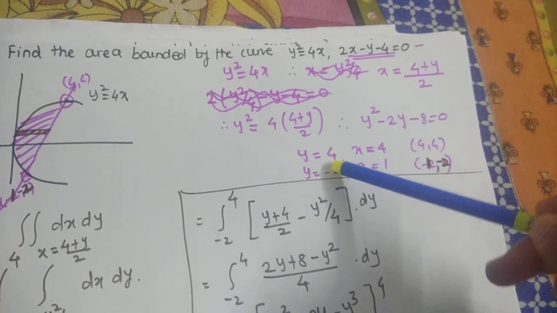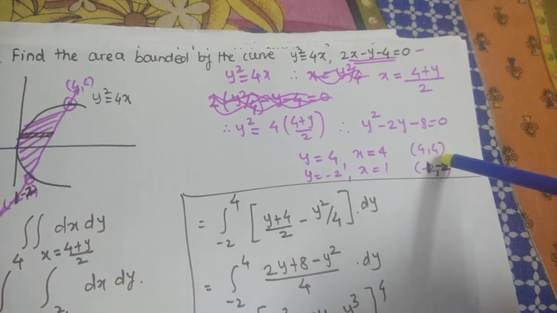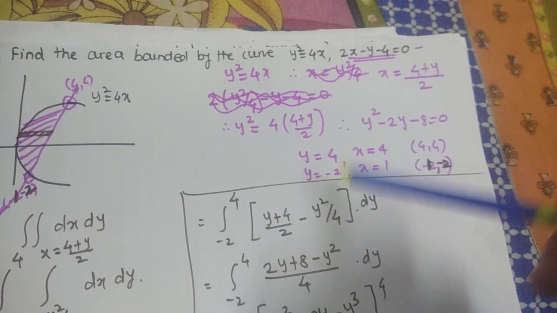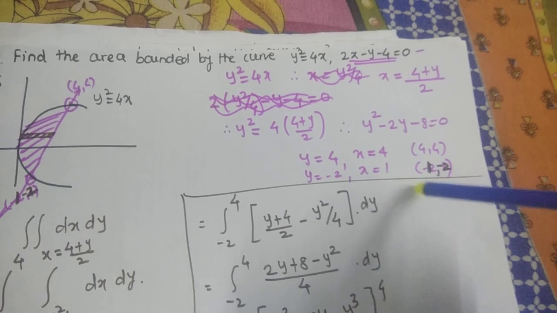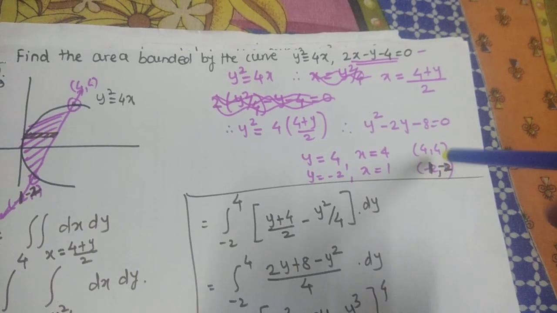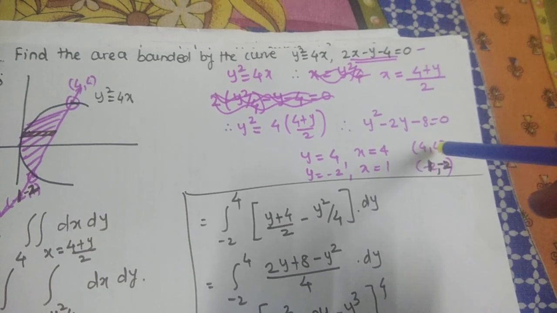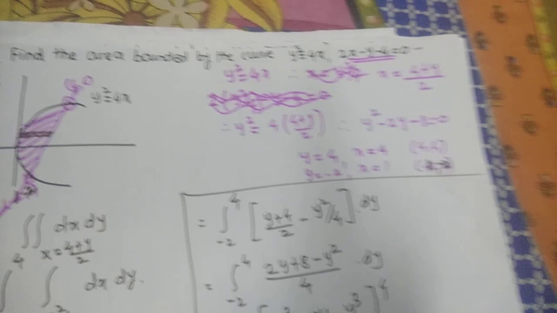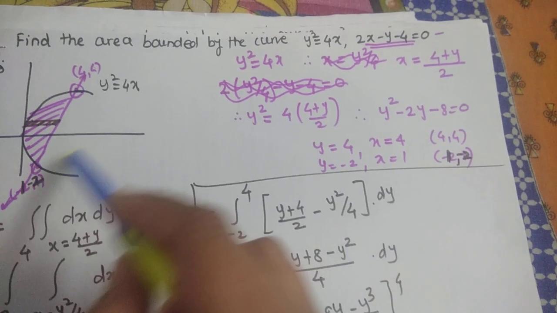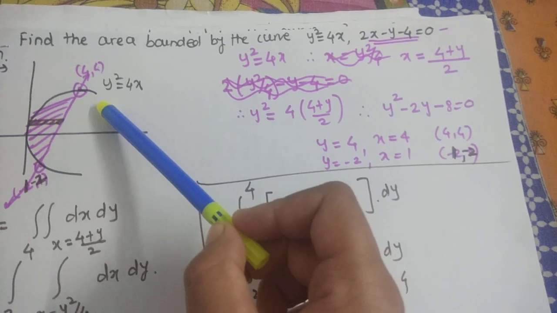So when y equal to 4, x is 4. So the one point is what? 4, 4. And when y is equal to minus 2, x is 1. So the other point is 1, comma minus 2. So we have 2 points through which the line passes, one is 1, comma minus 2 and the other is 4, 4, and they intersect with the curve y square equal to 4x.